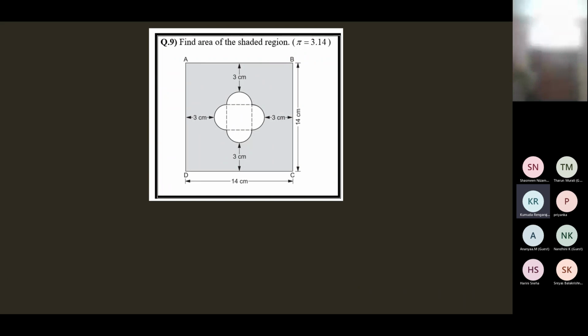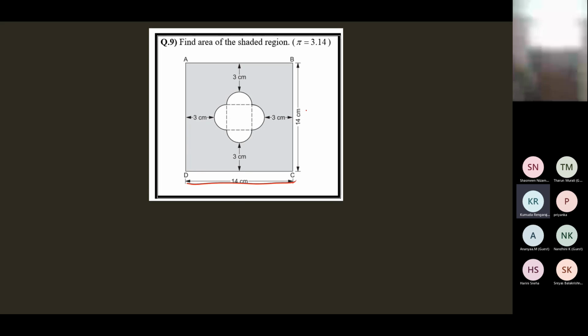All right, again we have to find the area of the shaded region. You can see what is shaded outside the design. There's a design here in the middle. Outside of this, the gray portion is shaded. Now the whole thing is a square.